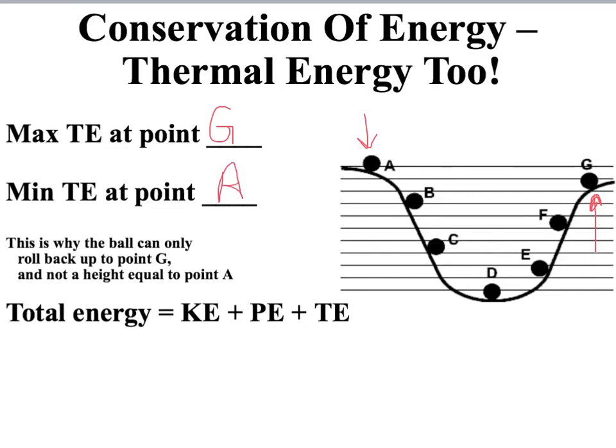So if you noticed, the height of point A at the start is higher than the height of point G at the end. And if you tried to roll this ball up to the same height of point A on the other side, it wouldn't work. The reason is that when the kinetic energy is being transferred to potential energy on the way back up, some of that energy has been lost to thermal energy all along the way. So the ball would stop at point G and it wouldn't be able to get all the way back up to point A because it wouldn't have enough potential energy.